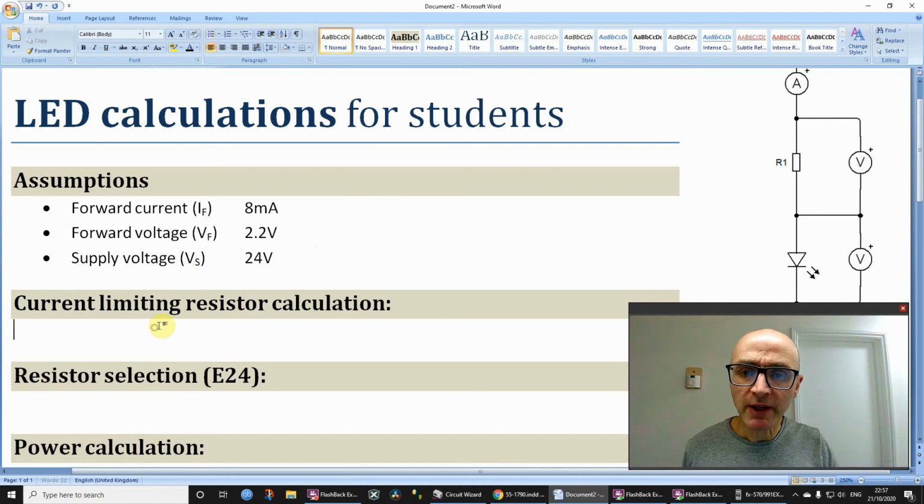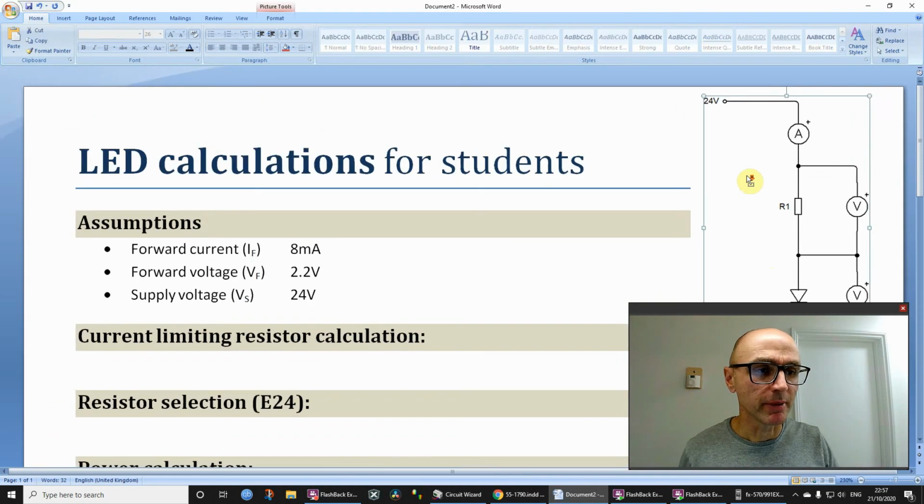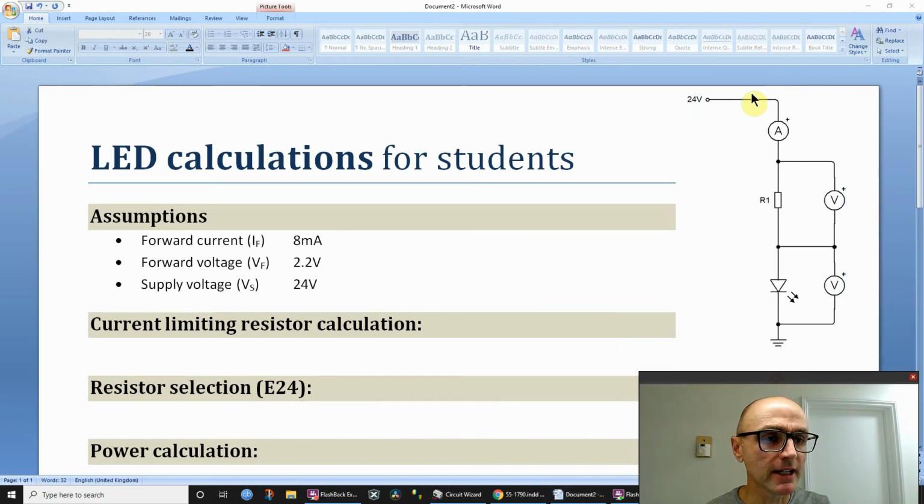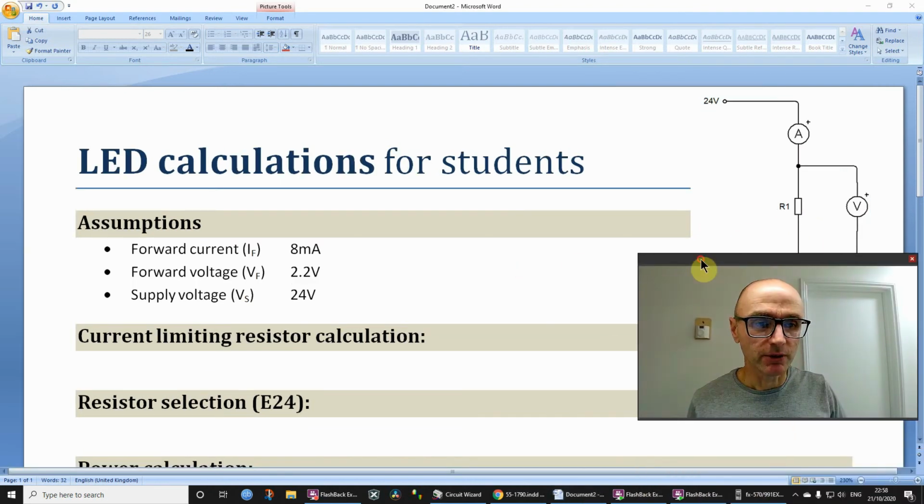Okay, current limiting resistor calculation. So let's just zoom out a bit. What do we know? We know the voltage that's dropped across here. We know the supply voltage. So the voltage dropped across here will be the remainder. In other words, 24 minus the 2.2, which will give us 21.8 volts we need to drop across this resistor. So 21.8, we know that it's going to be passing 8 milliamps, so we should be able to calculate the resistance. Okay, so should we do that?